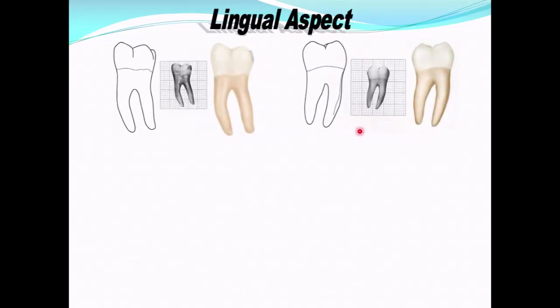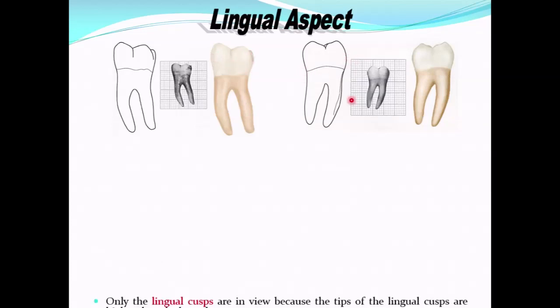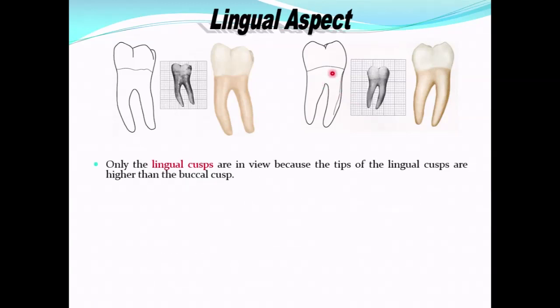Let's shift to another aspect, which is the lingual aspect. Again, this is the mandibular first molar lingual side. This is the right. Mandibular second molar left. So this is distal, this is distal, this is mesial, this is mesial. Okay? From here, only the lingual cusps are in view. Just the two lingual cusps, اللي هو mesial lingual, distal lingual cusp, والسبب the tips of the two lingual cusps are higher than that of the buccal cusp, so we couldn't see any part of the buccal cusp.